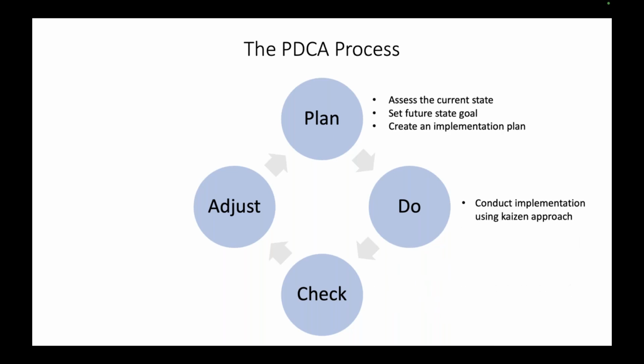Basic steps: understand the current state, set a future state goal, create some kind of plan to get you to the future state. Conduct the implementation using the Kaizen approach, evaluate the results. Then if the results are good, create the standard work, and then move on to the next plan phase. Now, you're going to see this slide many, many times throughout the presentation. You may get tired of it, but I purposely have used this slide many times to reinforce the idea of using PDCA in the transformation process.